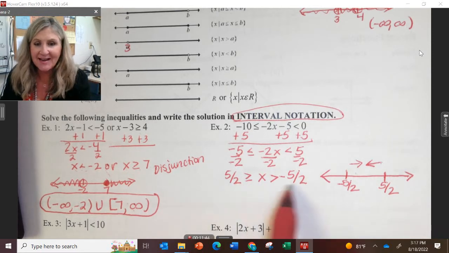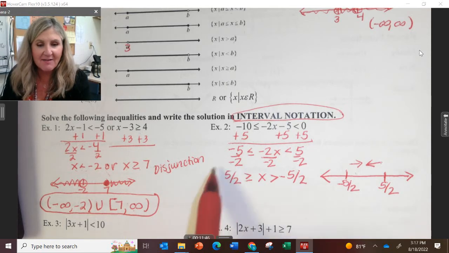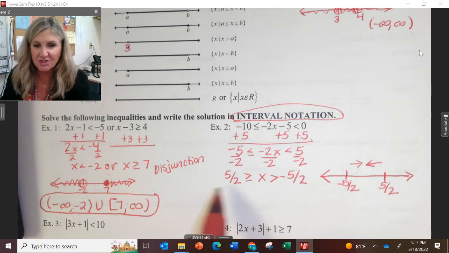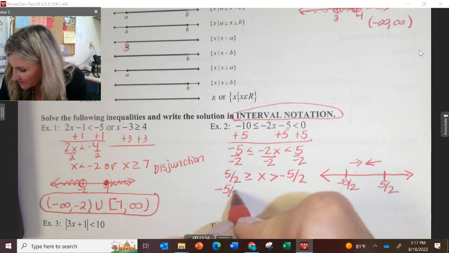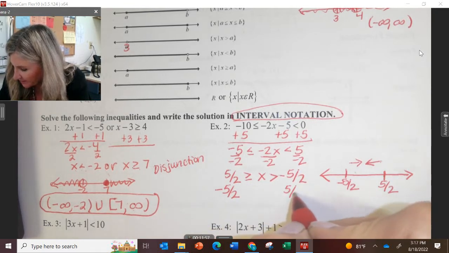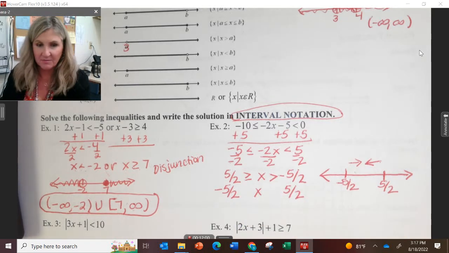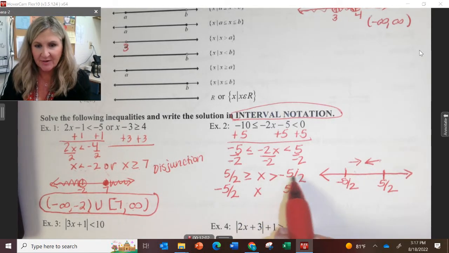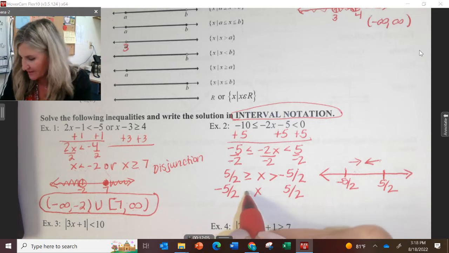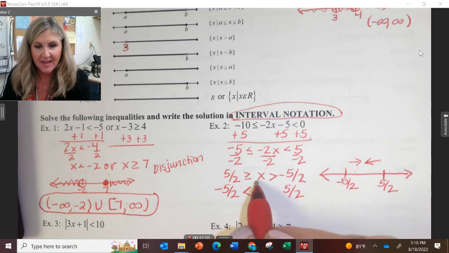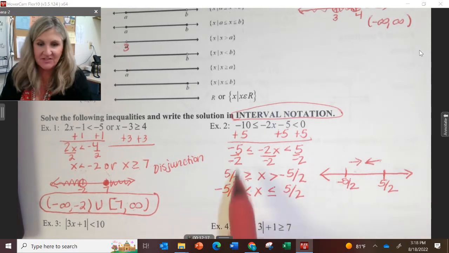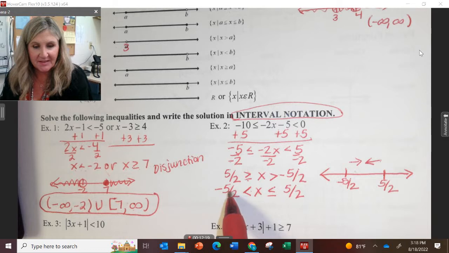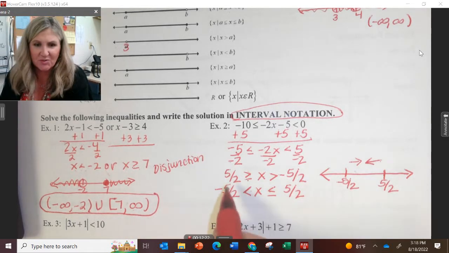This is a conjunction, and I don't like the way it's written. You should never have the larger value come first. It should always go smallest to largest. This is smaller. This should be written first. This should be written here. The x still goes in the middle. So x has to be greater than negative 5 halves. X has to be less than or equal to 5 halves. These are exactly the same, but this one is good, whereas this one isn't as good.